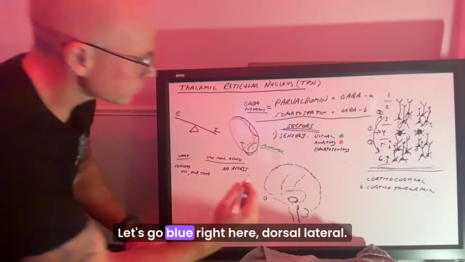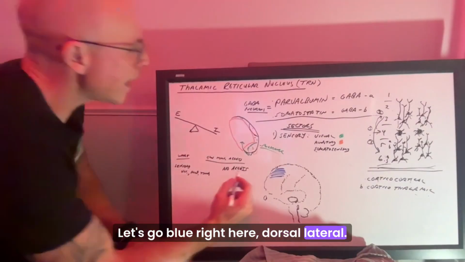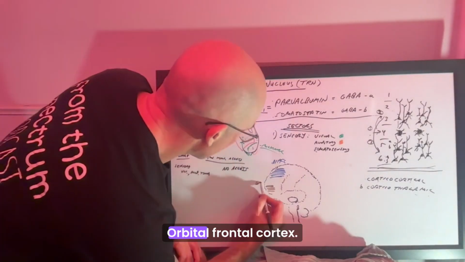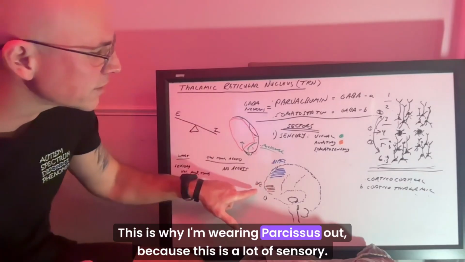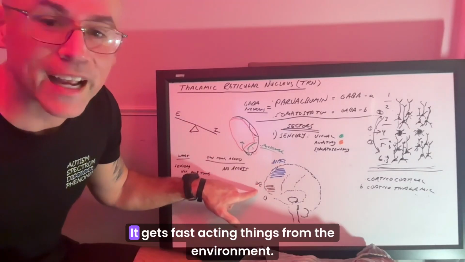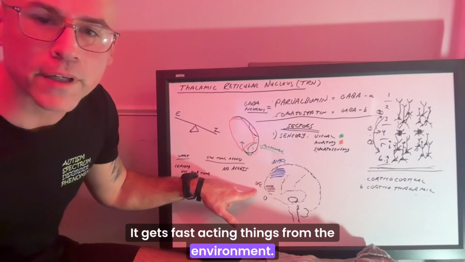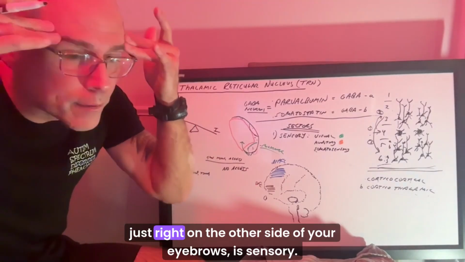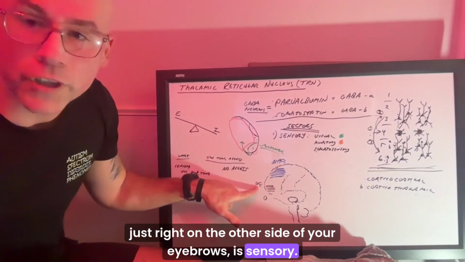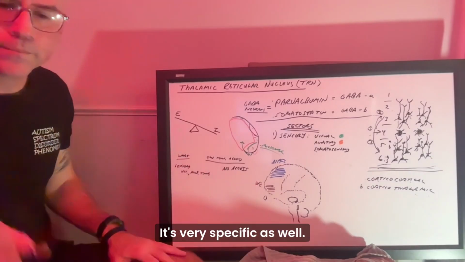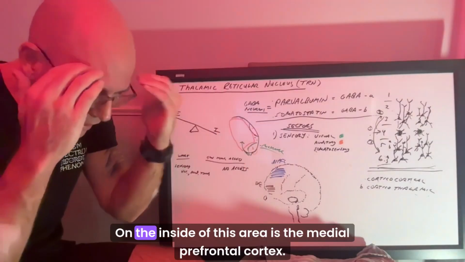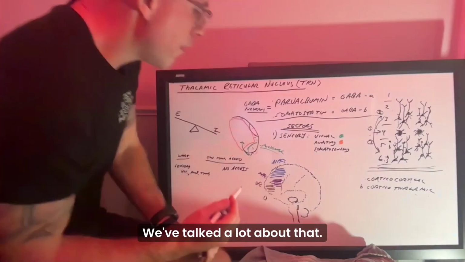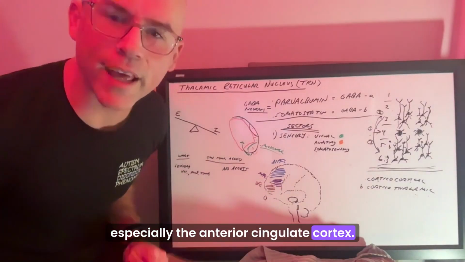Let's go blue right here. Dorsolateral. Use these colors if I don't have to. I don't know if that shows up much different than black. It kind of does. Orbital frontal cortex. This is why I want to parse this out, because this is a lot of sensory. It gets fast-acting things from the environment. About 90% of the things in the orbital frontal cortex, which is just right here, just right on the other side of your eyebrows, is sensory. It's very specific as well. And then deep inside, on the inside of this area, is the medial prefrontal cortex. We've talked a lot about that, especially the anterior cingulate cortex, okay?